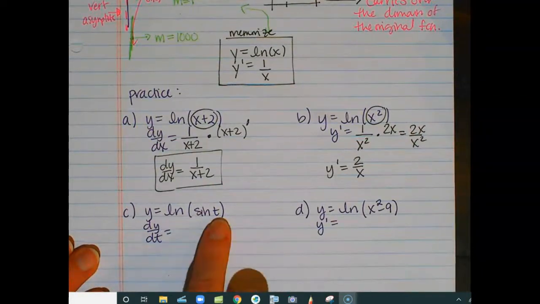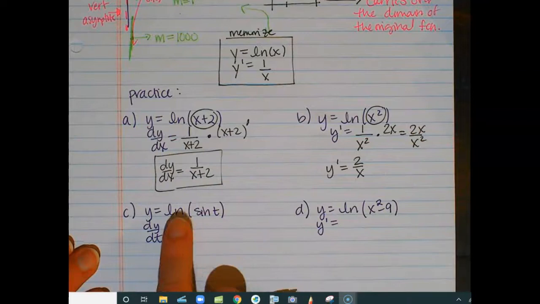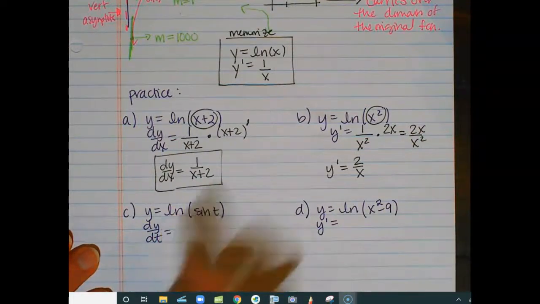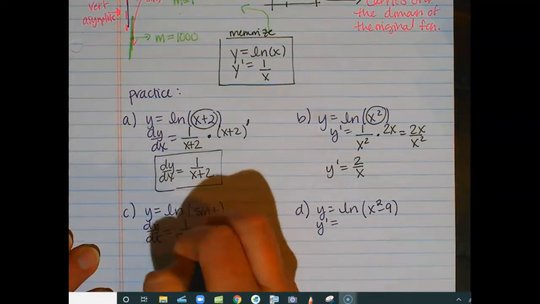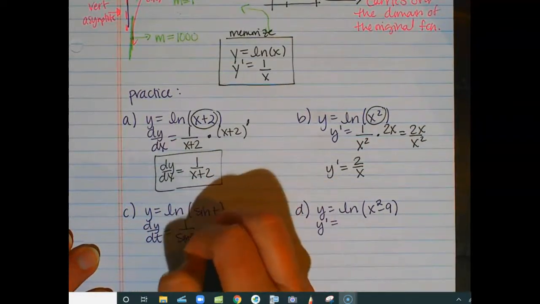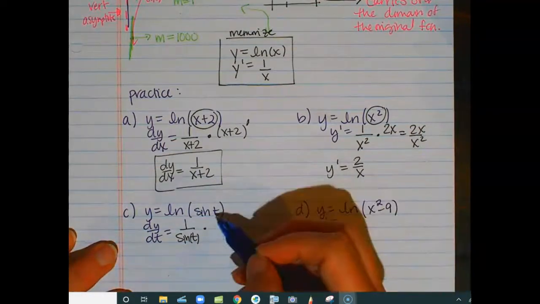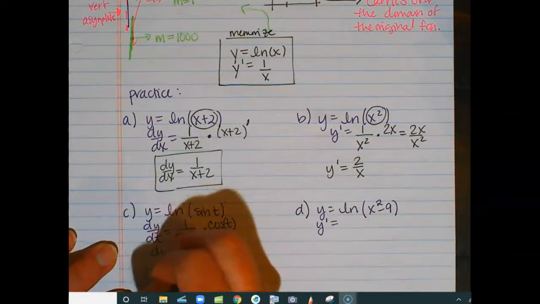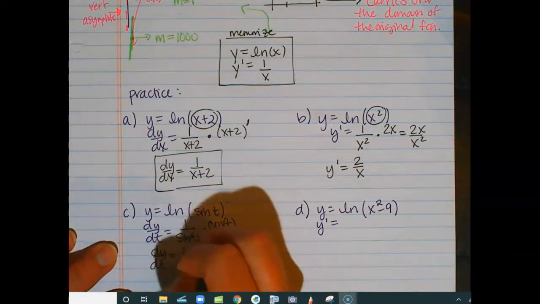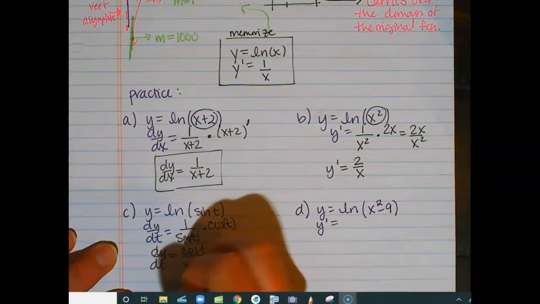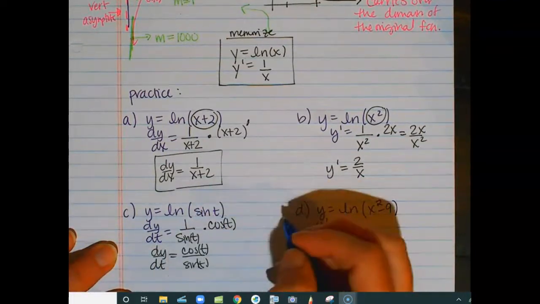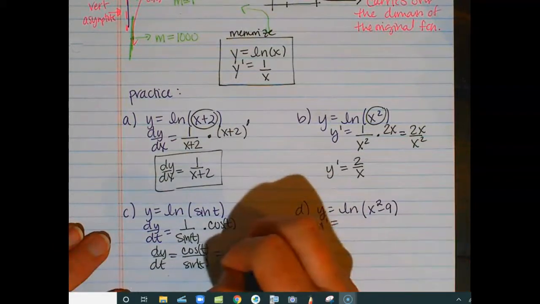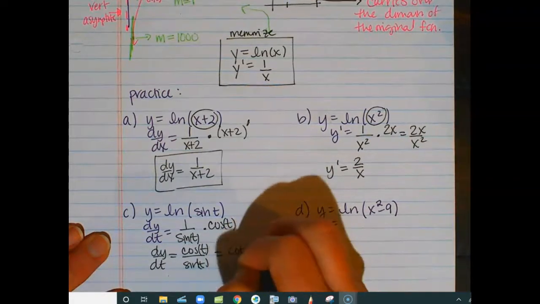Natural log of sine of t, that's another composite function. This is the outside function. This is the inside function. Derivative of natural log is 1 over sine of t times the derivative of the baby. So that's going to be cosine of t. So dy dt equals cosine of t over sine of t. I'm getting all my parentheses in there. And that's actually simplified to cotangent of t.